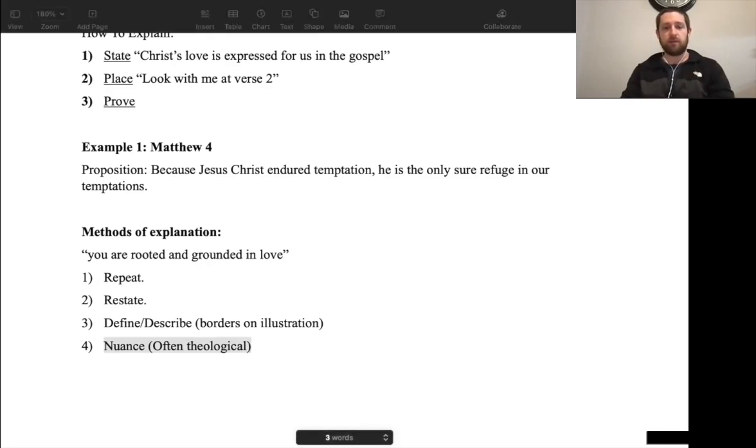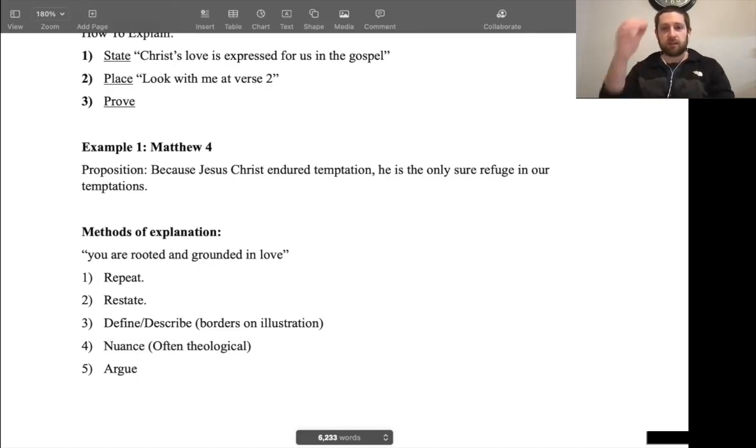And then lastly, we can argue. This can often be done from the original, from commentaries, things like that. So if I repeated it, I restated it, maybe I nuanced it, I could say, now this is clear in the English. This is me arguing. This is clear in the English, but it's even more clear in the original that this is a description of who we are. Paul writes in the perfect tense here.